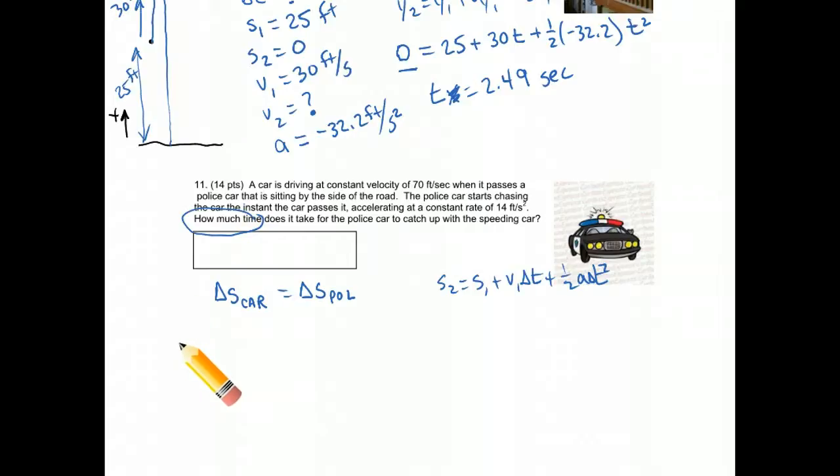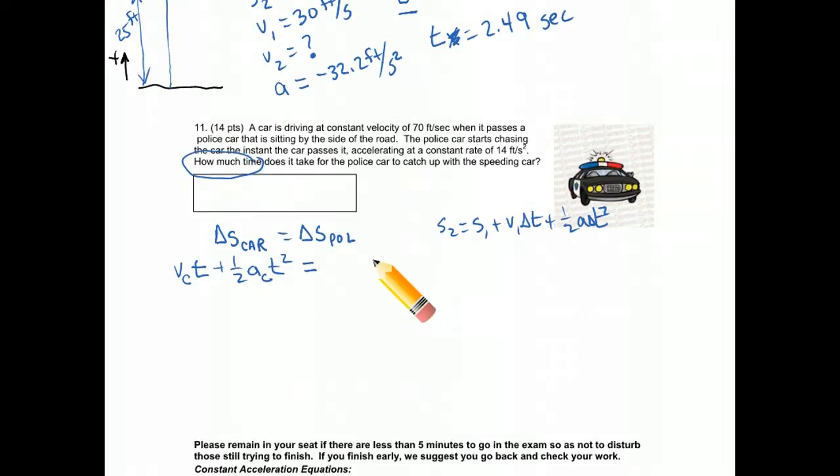So the delta S of the car is going to be the velocity of the car, V_c, times T, plus 1/2 the acceleration of the car, A_c, T squared, and a similar thing for the police car: the velocity of the police car times time, plus 1/2 the acceleration of the police car times time squared.